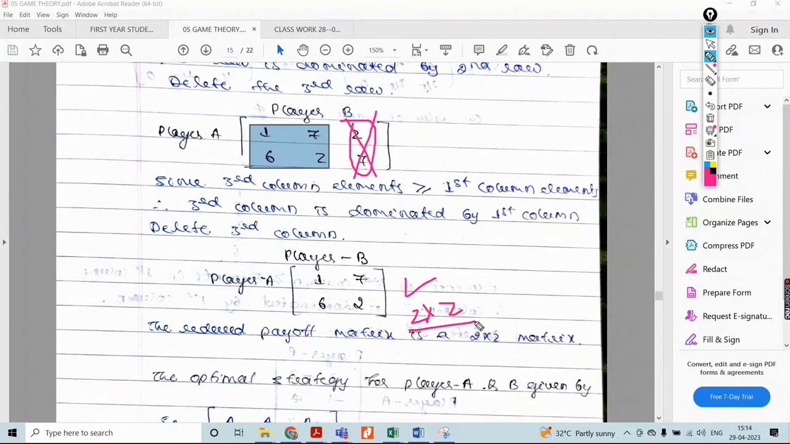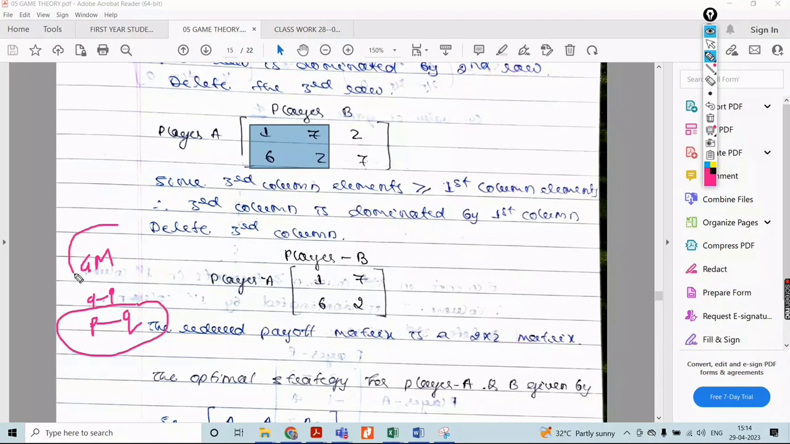Okay, now I got a 2 cross 2 matrix. Once you got a 2 cross 2 matrix, which method you have to adopt? There will be 2 methods. One is graphical method, another one is PQ method. Okay, P and Q method. Among these two, one you have to use. First, you have to identify by the use of min-max principle.